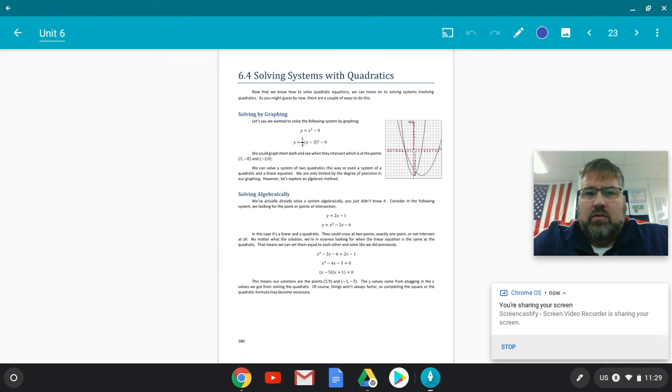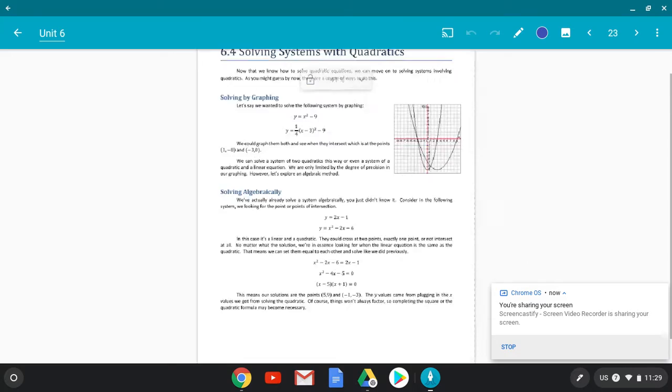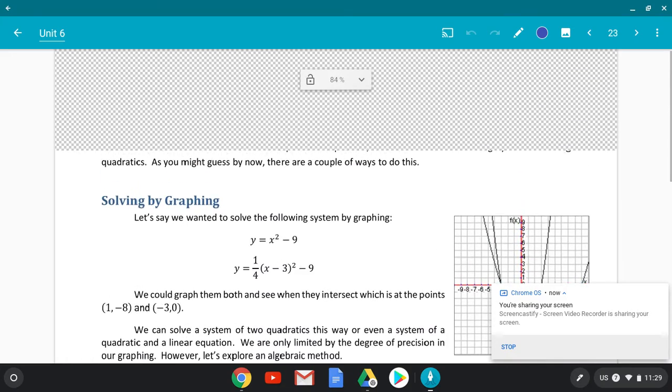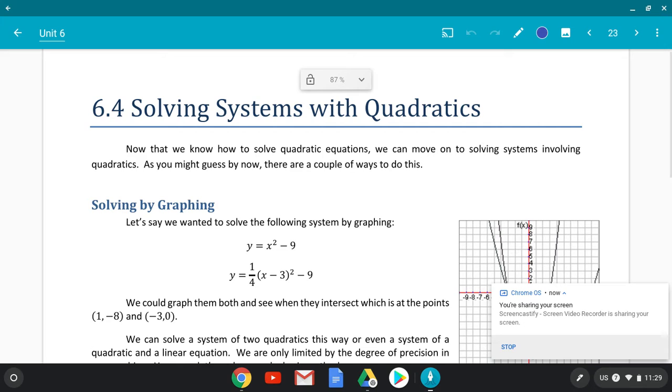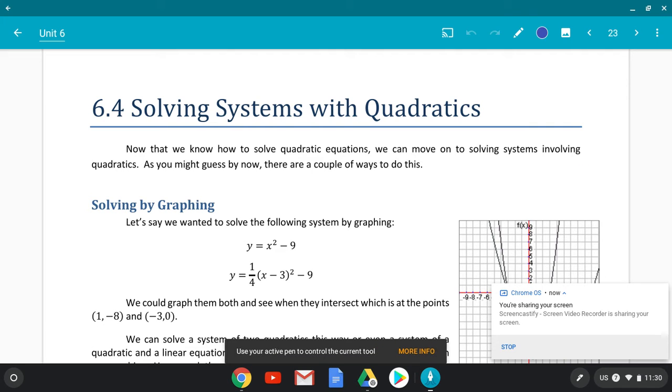All right, today we are talking about solving systems of quadratics, section 6.4. Let's go to work. In solving systems of quadratics, this is just like chapter 3, but instead of having systems of equations, we're going to have systems of quadratics. We're going to talk specifically about solving them by graphing because this is unit 6.